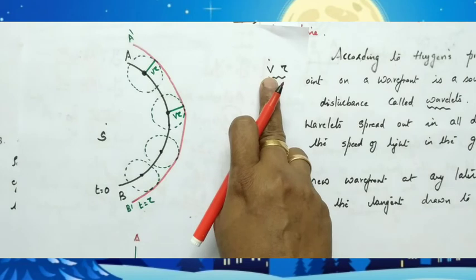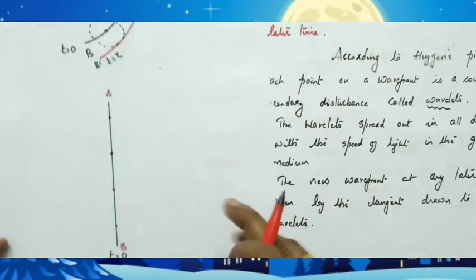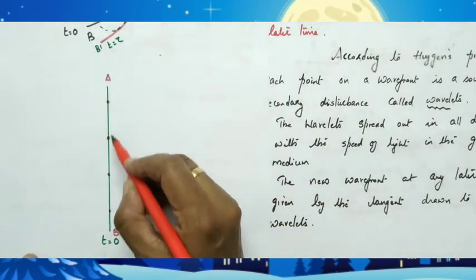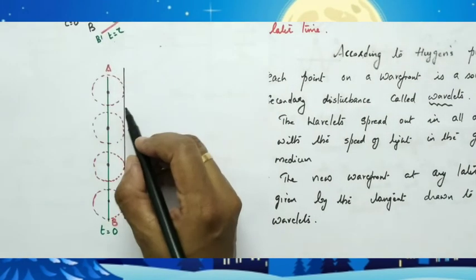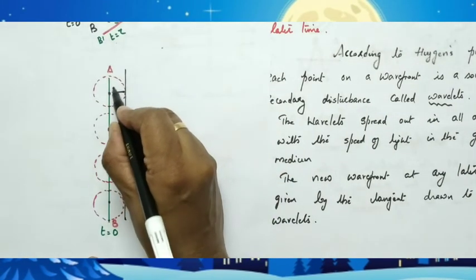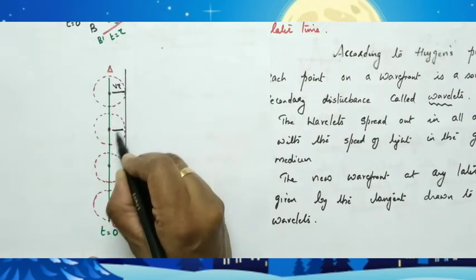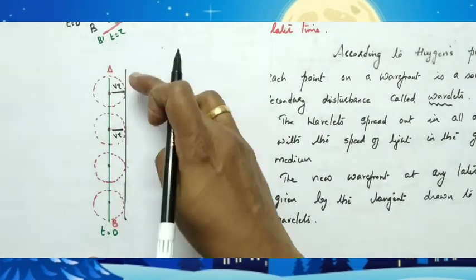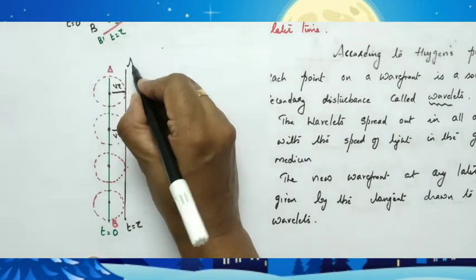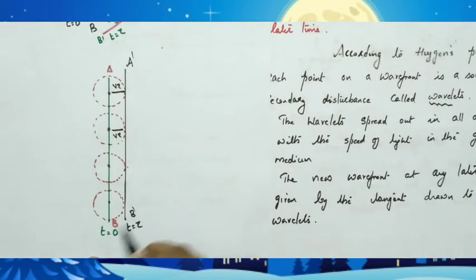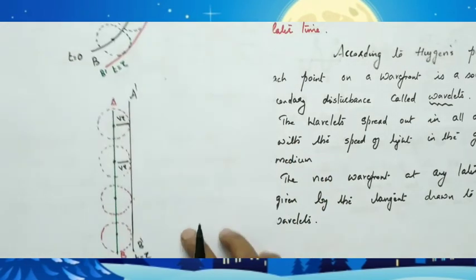case. Let v be the velocity in the medium and tau be the time. So here also, keeping these points at center, we can draw a number of spheres with radius v tau like this. These spheres are called wavelets. Then draw a tangent to these wavelets, and we will get the new position of the wavefront at time t equal to tau. So this is the new wavefront. This is the new position and shape of the wavefront at a later time. So it is applicable for spherical wavefront as well as plane wavefront.